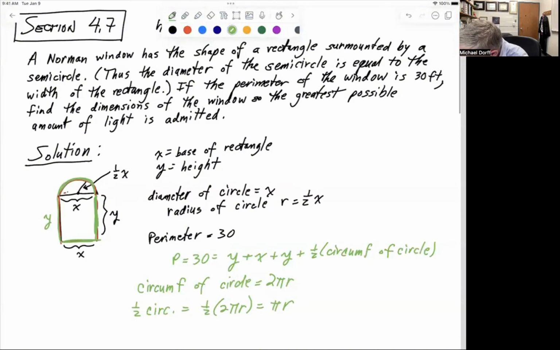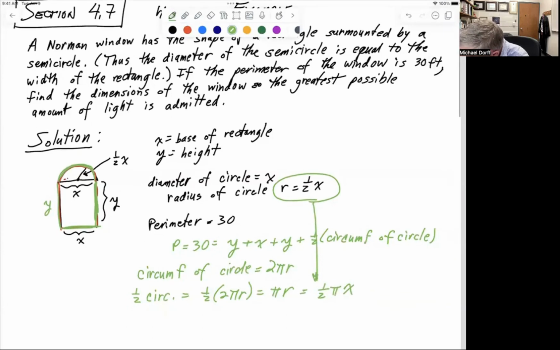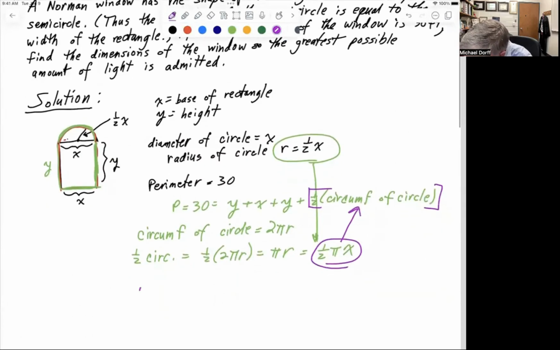And what do we know about r? Remember, r was 1/2 x. So this is going to be 1/2 pi x. So this is going to go in here for this amount. Then we're going to have perimeter, which equals 30, is y plus x plus y plus 1/2 pi x.